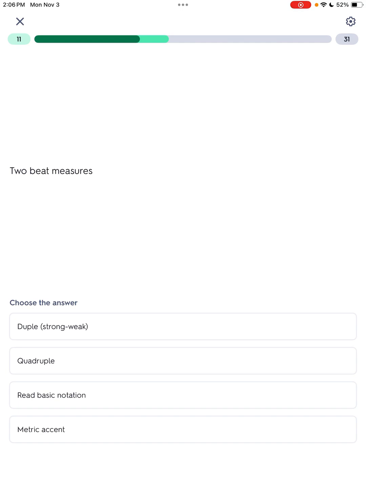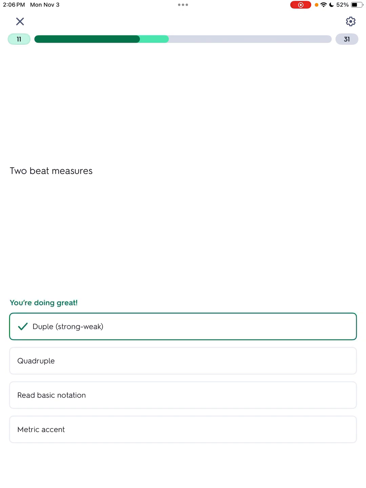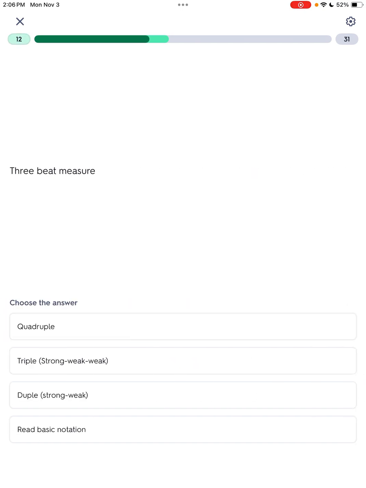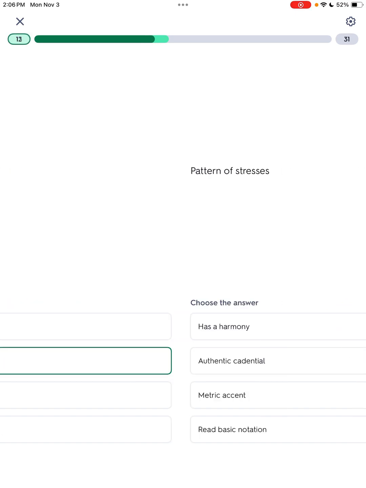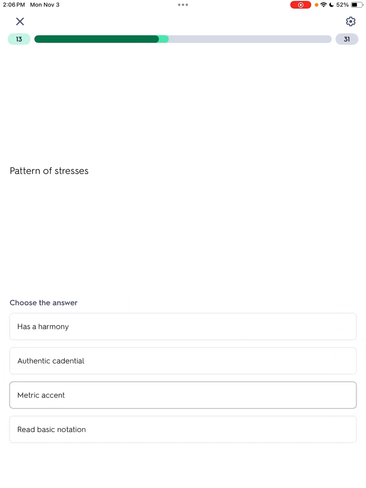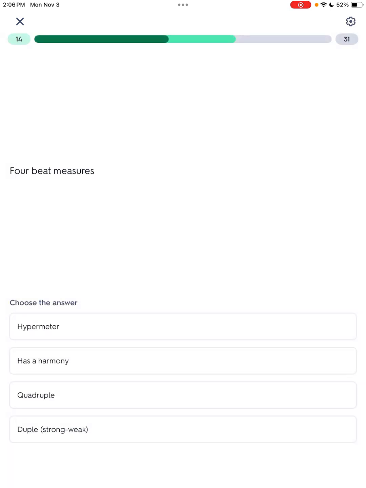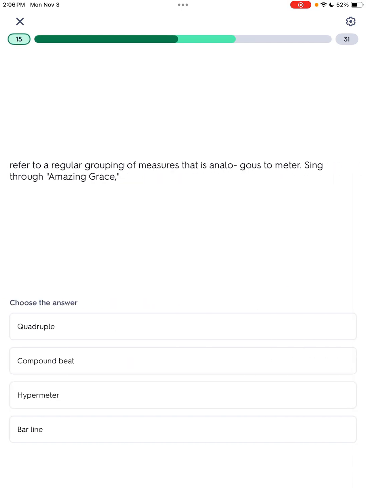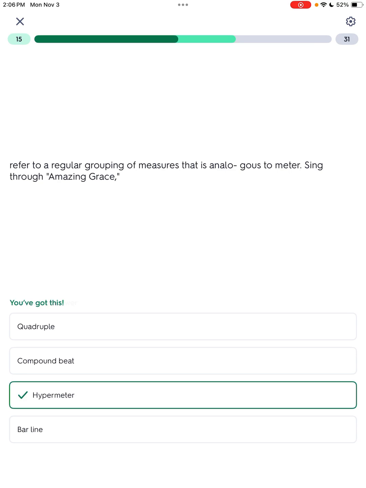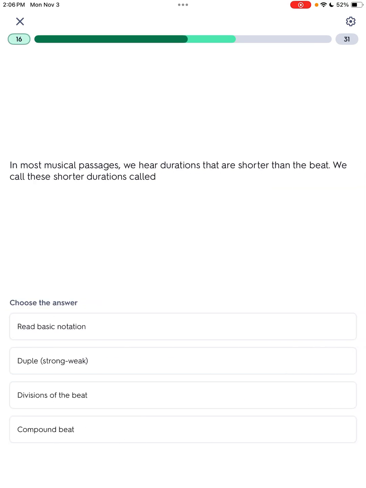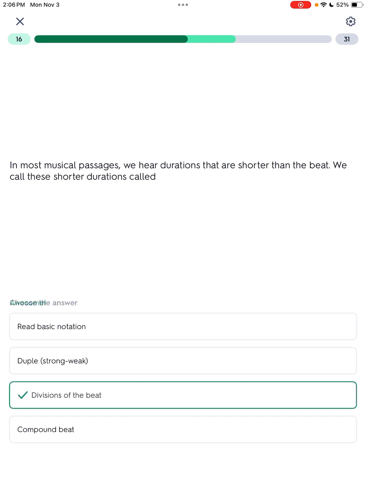2 beat measures are called duple, triple for the 3 per measure. Quadruple, strong, weak, weak, weak. I have the hypermeter. Multiples of pulses cause the division of the beat.